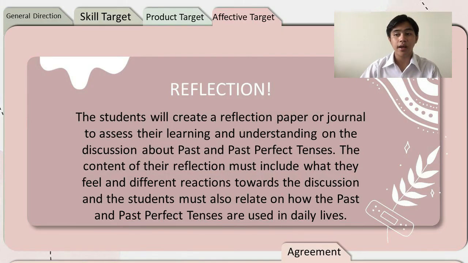And for your last task, for effective target, you will create a reflection. The students will create a reflection paper or journal to assess their learning and their understanding of the discussion about past and past perfect tenses. The content of their reflection must include what they feel and different actions towards the discussion. The students must also relate how the past and past perfect tenses are used in daily lives.